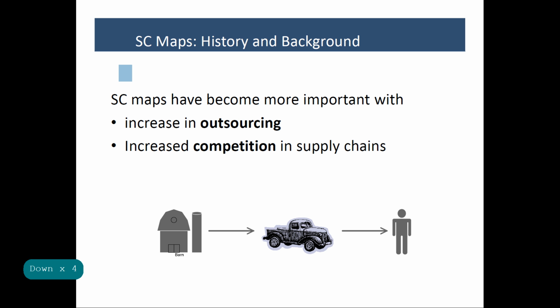Supply chain maps have been used in the past more or less for some strategic actions. One is to increase the outsourcing. That was the area where companies should concentrate on their core business functions and outsource other functions that do not pertain to it. What outsourcing has led to is increased competition between supply chains, and also more complexity building in supply chains.